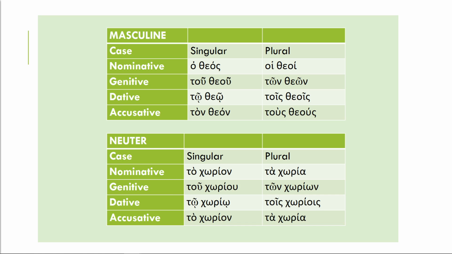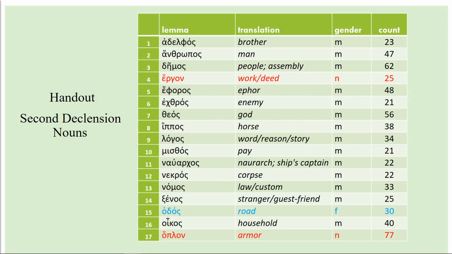That's all it takes. And again, I'm giving you a handout with the most common second declension nouns. There's more of them this time. I'm giving you a total of 34. Again, these are all the nouns that occur more than 20 times in the entirety of Xenophon's Hellenica. And you can see by the count which ones occur the most often. Hodos, road, is the only feminine on this list. The neuters I've put into red, so you can just notice. Ergon, a work or deed, we get ergonomics from that. Hoplon, armor, right? We get the word hoplites from that.